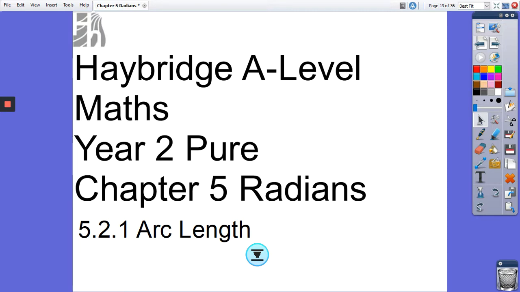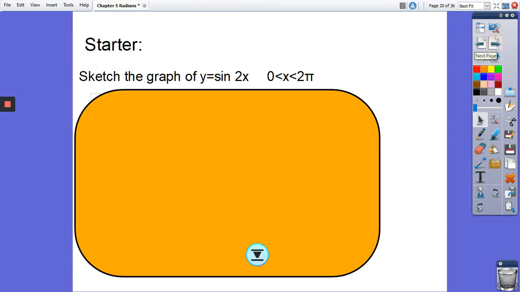But before we do that, I thought today we'd start you off with a starter. Could you have a go at sketching the graph of y equals sine 2x between 0 and 2 pi? So pause the video, have a go at sketching that, and then I will show you the answer.